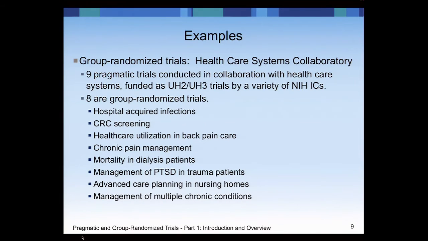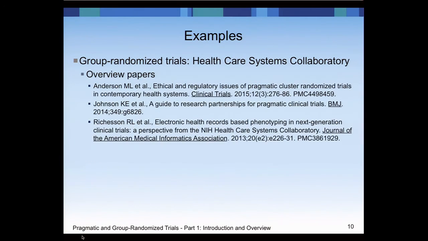You'll see that the primary outcomes range across a variety of healthcare areas, from management of multiple conditions to mortality in dialysis patients to colorectal cancer screening. The point is that group randomized trials can occur in a variety of settings and with a wide variety of outcomes. All of these happen to occur in the same setting, healthcare systems, but certainly they involve different outcomes.